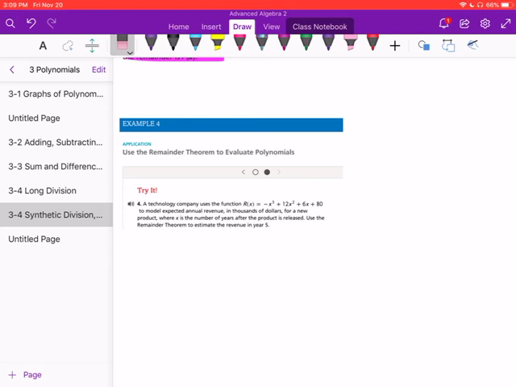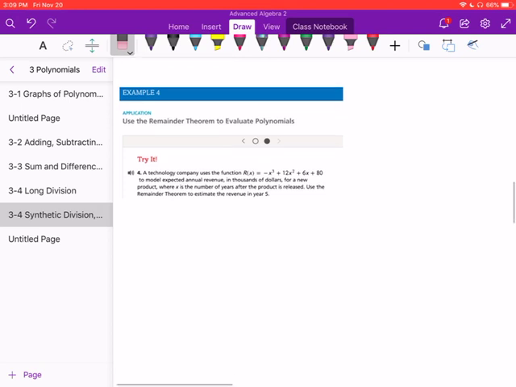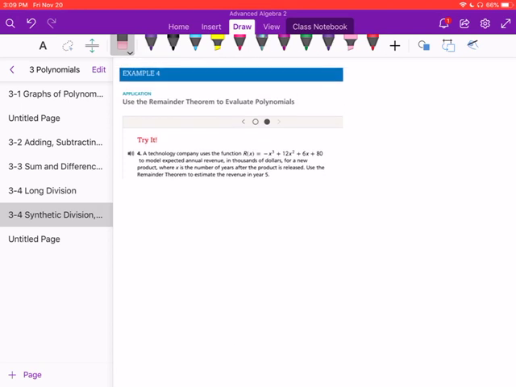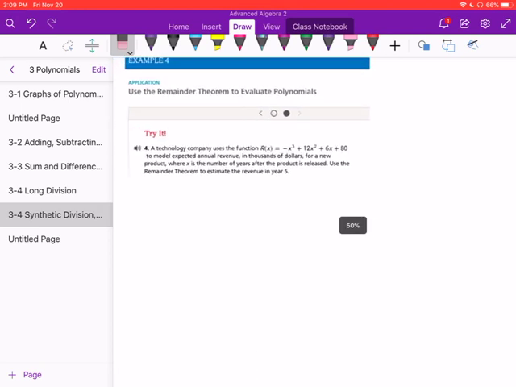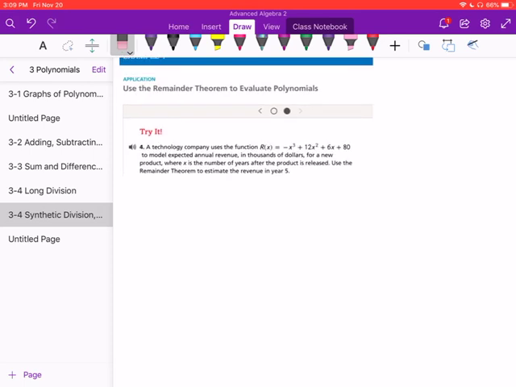It says a technology company uses the function r of x equals negative x cubed plus 12x squared plus 6x plus 80 to model expected revenue in thousands of dollars for a new product, where x represents the number of years after the product is released. Use the remainder theorem to estimate the revenue in 5 years.